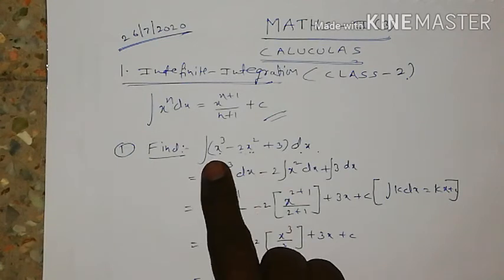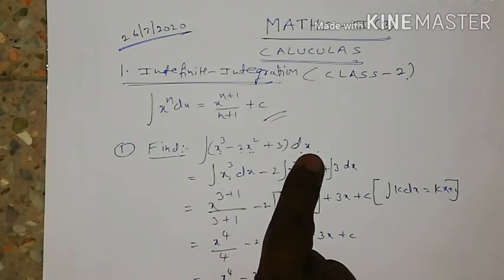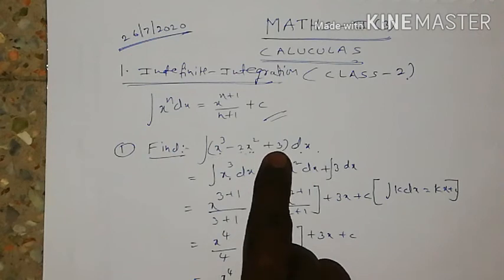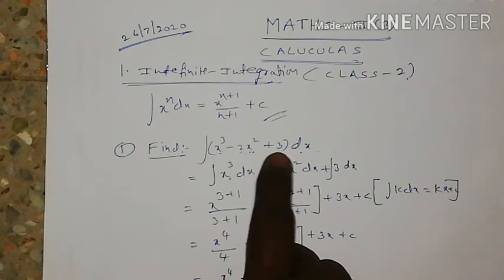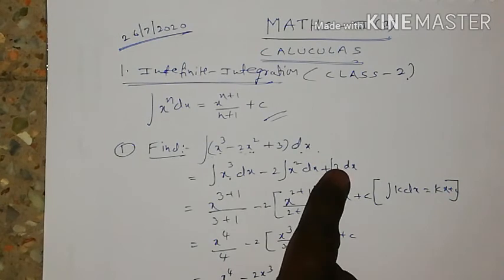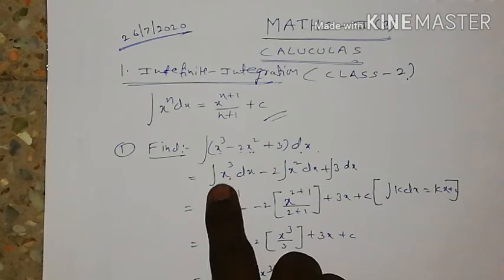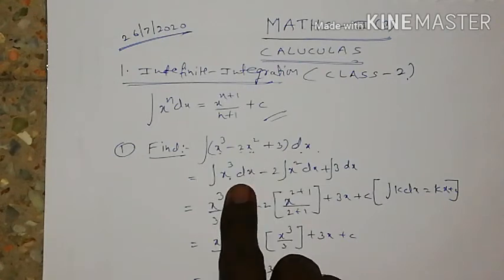Integration of x cube minus 2x square plus 3 into dx. So here three terms are there. We can't do integration at a time for these three terms. So in this case what do we have to do? We have to write them separately like this. So I am separating them by using integration here. I am writing the first term x cube with integration, that is integration of x cube into dx.